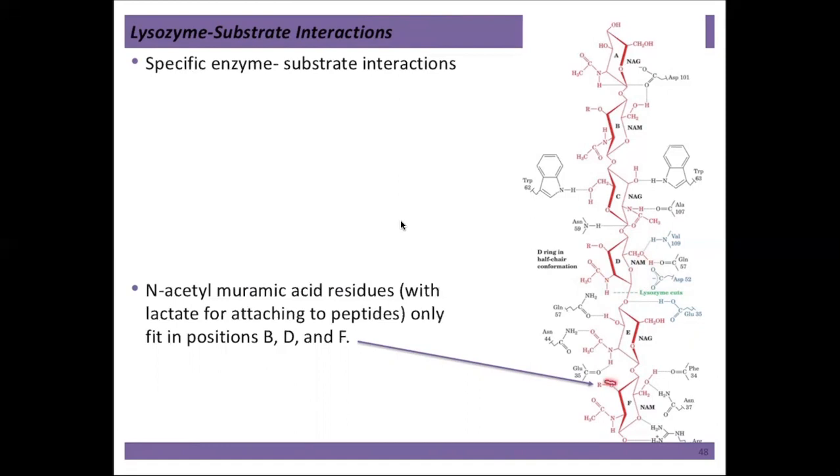Now, typically you have N-acetylmuramic acid residues with a lactate here. That lactate is what allows this to bind to proteins. Remember when we talked about peptidoglycans? The only positions that will allow that lactate residue are positions B, D, or F. So that gives you some registration of where this is going to bind. You're only going to be able to bind when that lactate is at those positions.